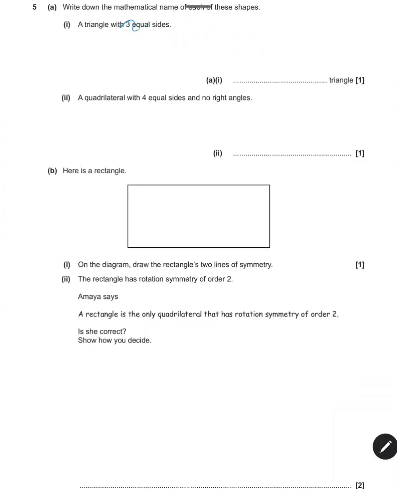Question 5, we've got some shape work to do. So we just need to know about the shapes. We've got, what is the name for a triangle with 3 equal sides? So it looks like that. That is called an equilateral triangle.